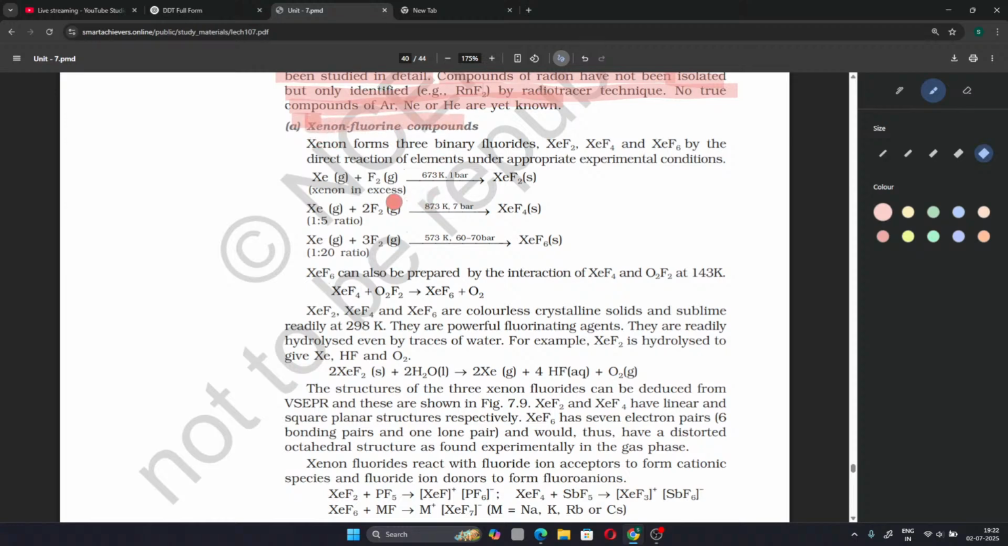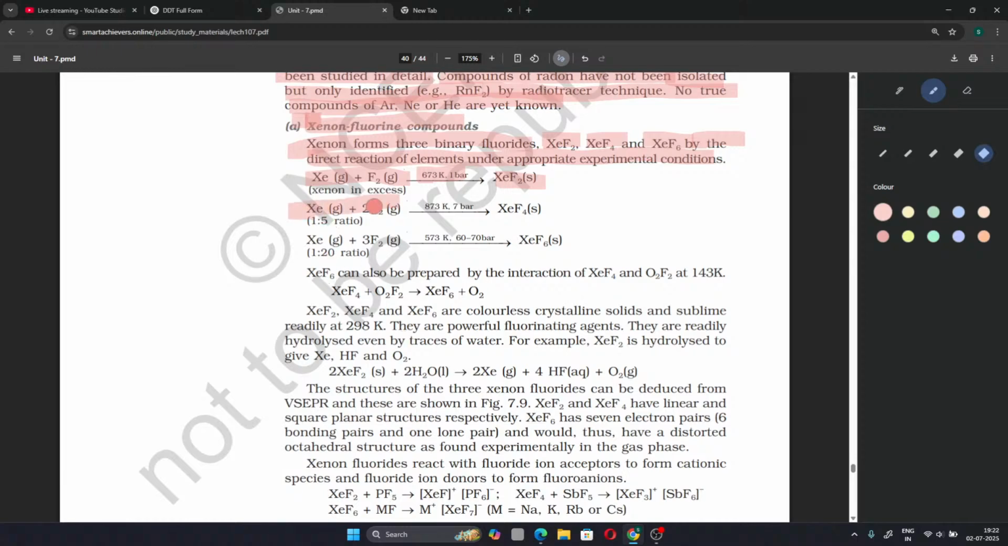Xenon fluorine compounds: xenon forms compounds with oxygen and fluorine because of their electronegativity. Xenon forms three binary fluorides, XeF2, XeF4 and XeF6, by the direct reaction of the elements under appropriate experimental conditions. Xenon gas plus fluorine: xenon, we take it in excess at 673 Kelvin, very high temperature, and 1 bar of pressure. XeF2 is obtained.